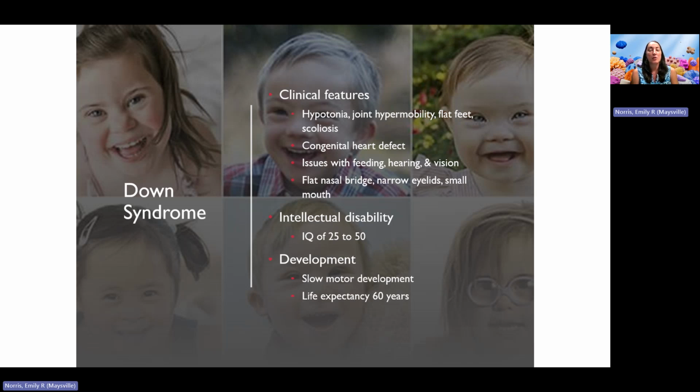Another common characteristic is a wider neck and then a larger tongue. Often the tongue will be protruding, especially if they're concentrating, working really hard on something. There are some intellectual disabilities associated with Down syndrome. Typical IQ is somewhere between 25 and 50, and they typically are slower to develop their motor milestones, and the life expectancy is a little bit shorter than the average, around 60 years, but still a pretty long life expectancy for a genetic disorder.